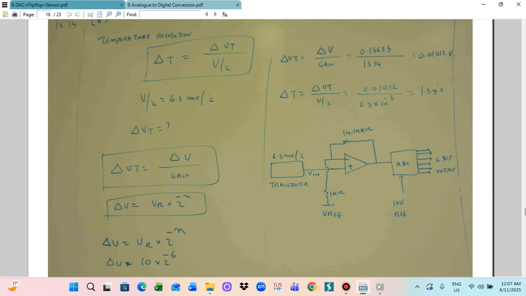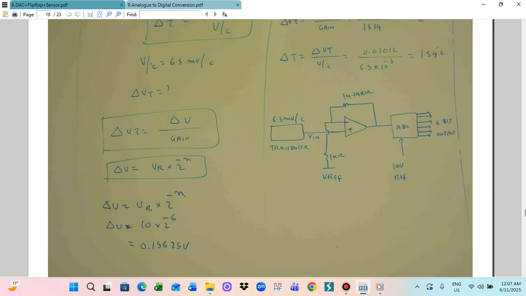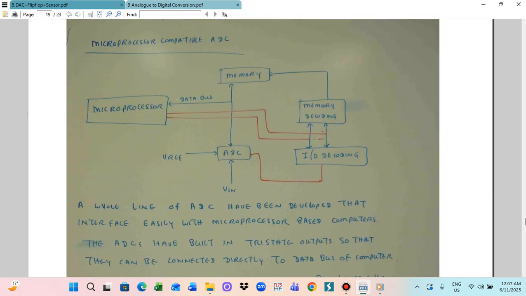The microprocessors are compatible with ADC, so we utilize a microprocessor. The analog-to-digital converters are here, and the bits come out as parallel data. You can feed the digital data into the microprocessor.